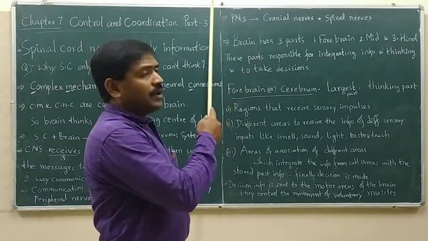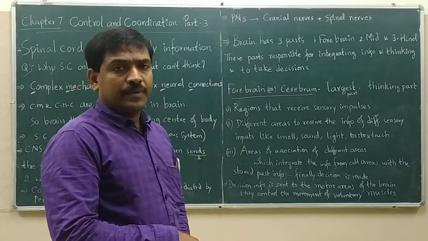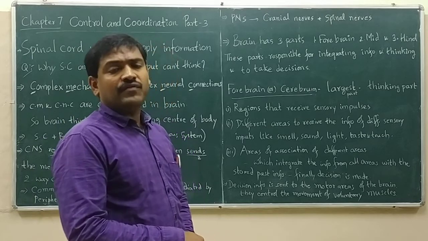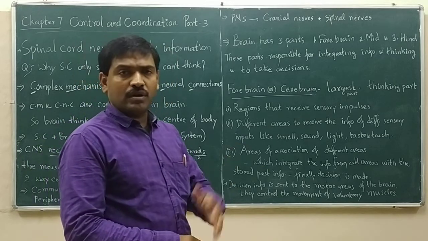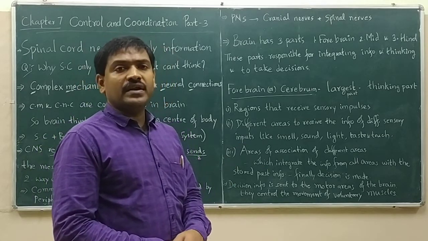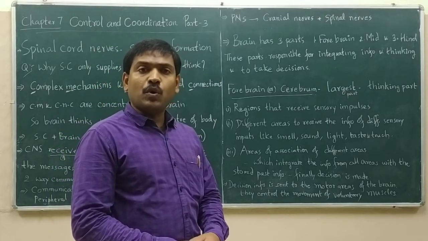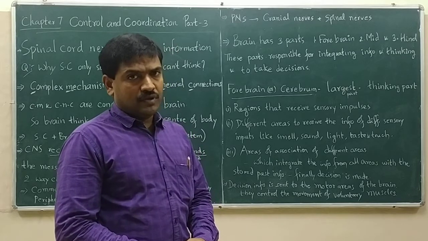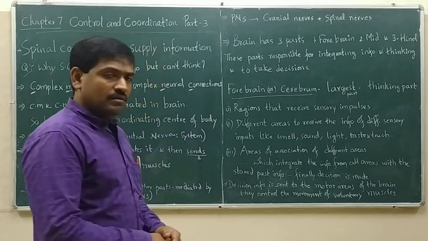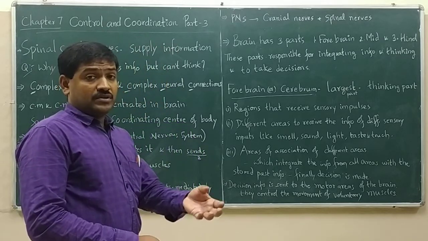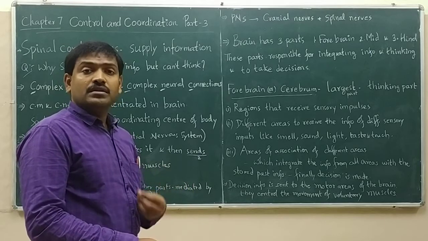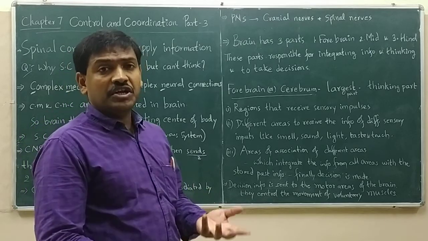So, coming to the brain. How is the brain functioning? Any function by any particular thing is definitely based on its structure, because form correlates with function. So, what is the function of the brain? Thinking. First integrating the information, then thinking, then decision making.